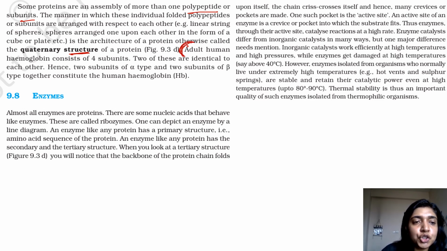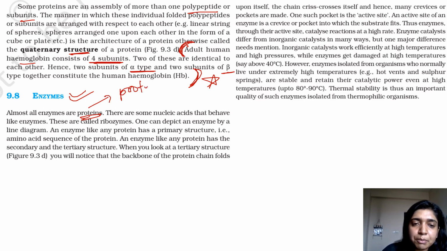Adult human hemoglobin consists of 4 subunits. 2 of these are alpha type and the other 2 are beta type. Alright, this is important. Now let's talk about enzymes, because a lot of questions have come from enzymes as well. So almost all enzymes are proteins. When we are talking about almost all, that means it's mostly proteins, but it can also be RNA. When we are talking about enzymes which are made of RNA, we are talking about ribozymes.